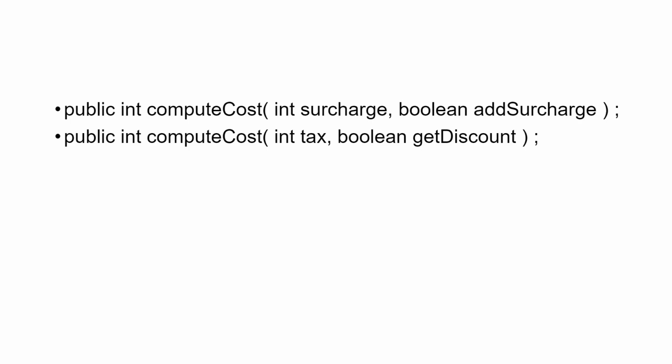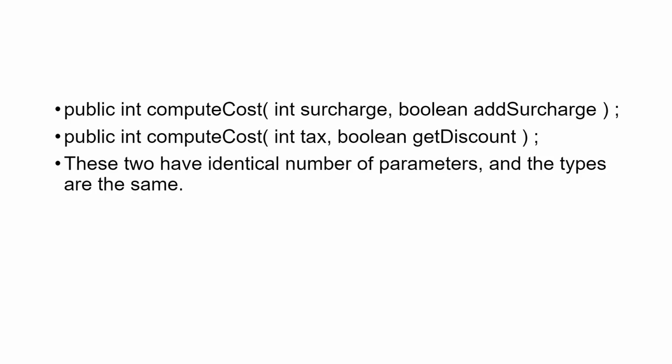You can pause and think about it. What are the rules? What are the number of parameters? Firstly, both methods have the same name, that is computeCost. Both of them have two parameters, and the data types of both the parameters are also the same. So these two have an identical number of parameters and the types are also the same.